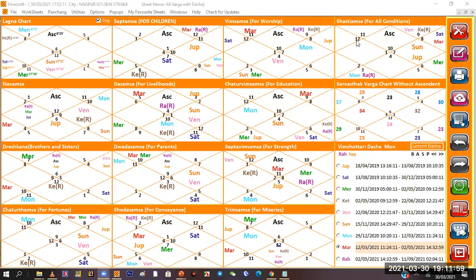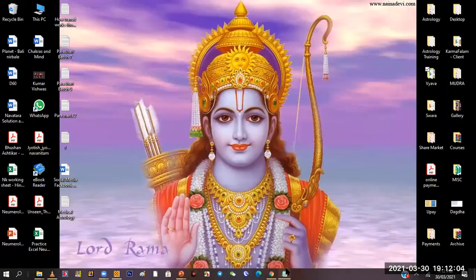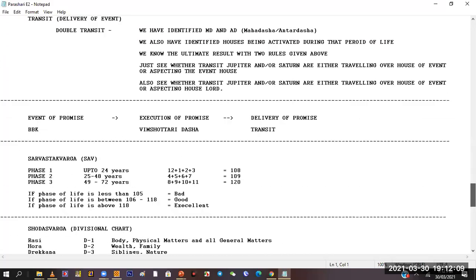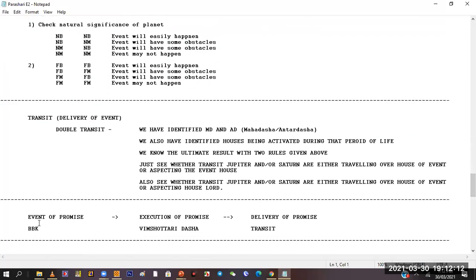But the fundamental question is, why do we need Shodasvarga? That's the fundamental question. So let's come back to the procedure which we have derived so far. The procedure says we have an event to check, or the promise for an event to be checked with the help of Bhavesh Karak Paddhati. Then we know the execution of a promise. Vimshottari Dasha is a timing or time slicing mechanism which we use to check the execution of promise, and finally the delivery of promise will be checked with the help of transit.